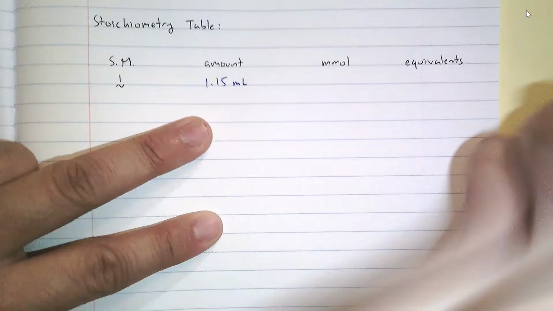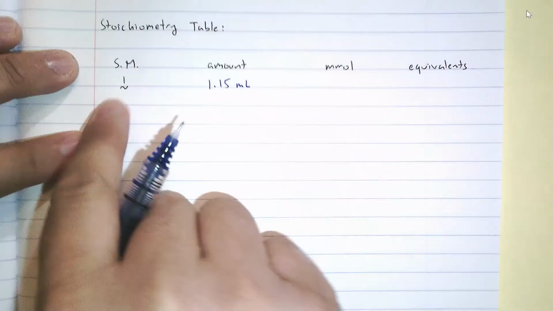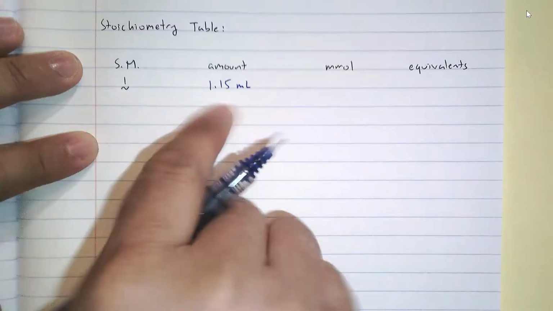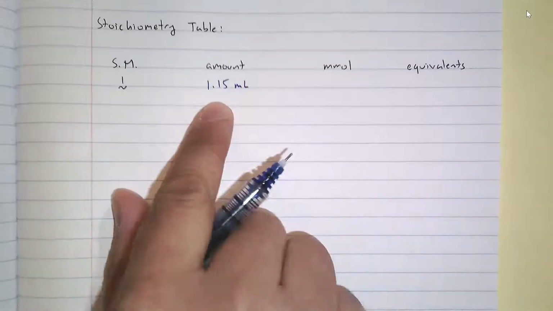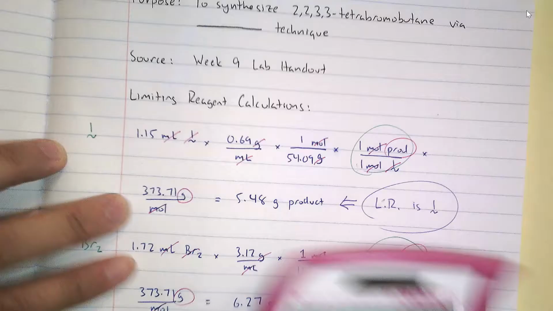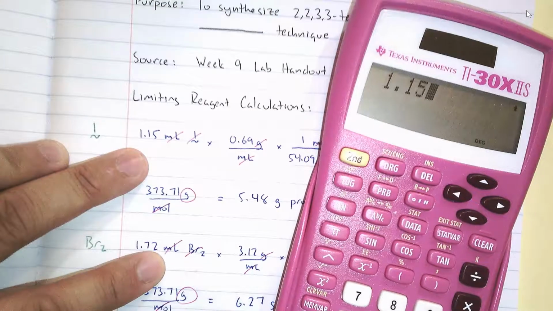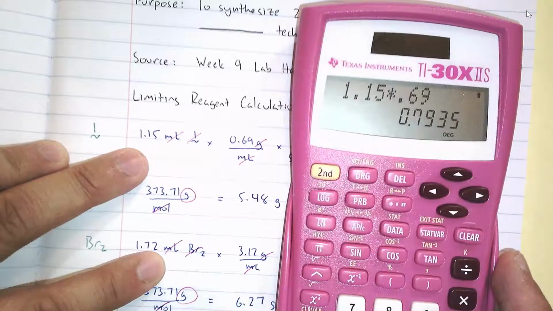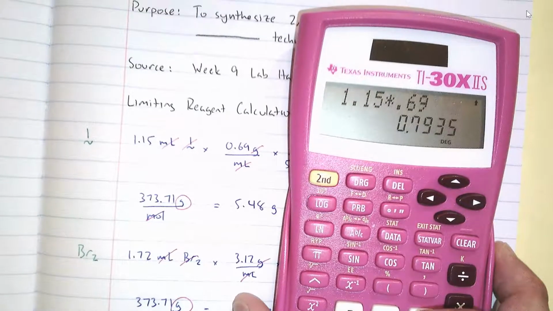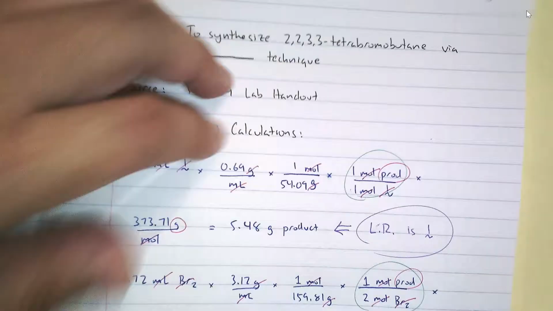But to get the moles, we need this in grams also. So for each reagent, I'm going to take up 2 lines. And how do I figure out grams from this? We just multiply by the density. 1.15 times 0.69. Is that right? 0.794. That's how many grams. And I do want to see that in the stoichiometry table. 0.794, and put units so it's not confusing for the grader.